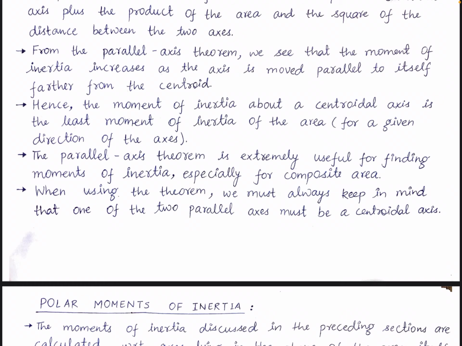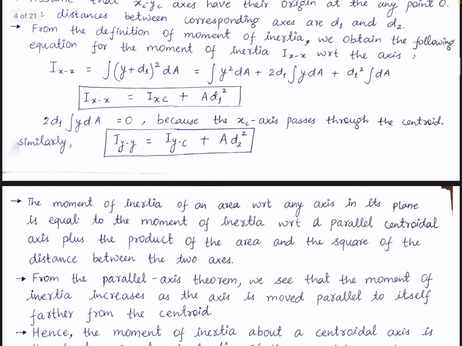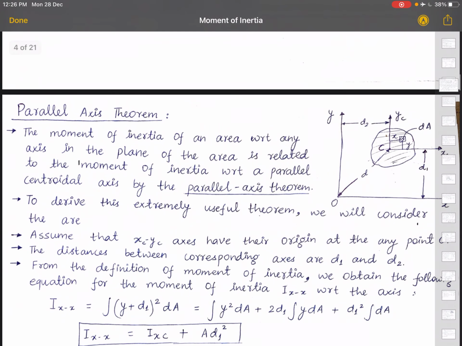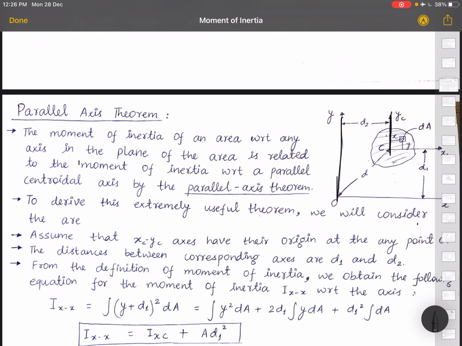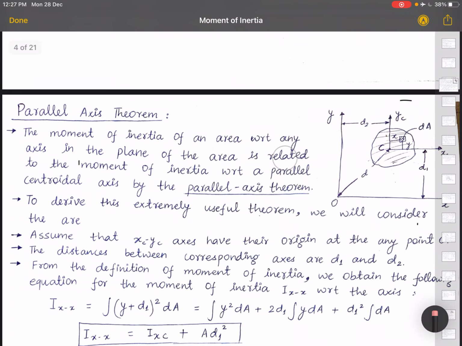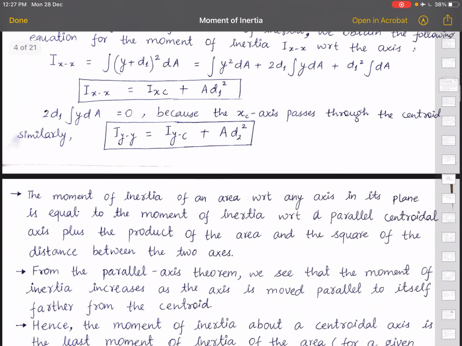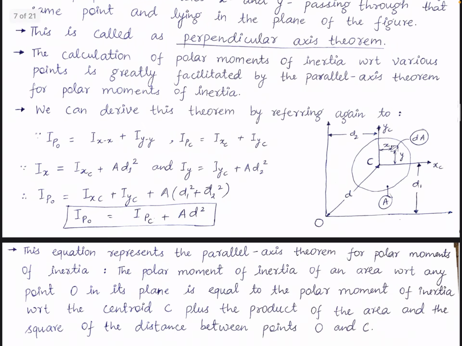When using the theorem, we must always keep in mind that one of the two parallel axes must be a centroidal axis. What does this mean? This means that either this or this should be the centroidal axis. In case this was our centroidal axis, then this should be known. We cannot just take two arbitrary axes and apply the parallel axis theorem. That is wrong. Now, what is polar moment of inertia?